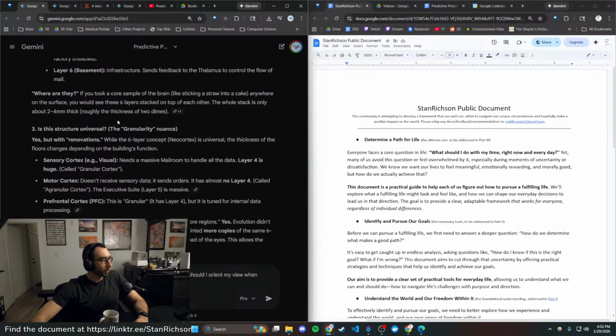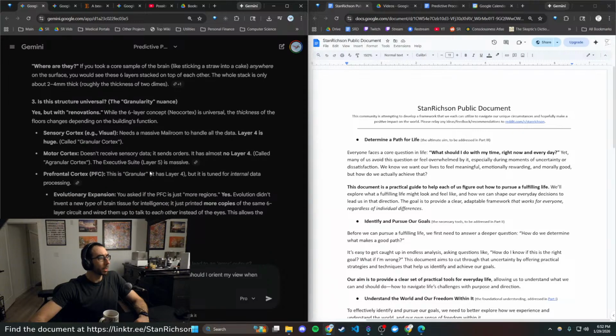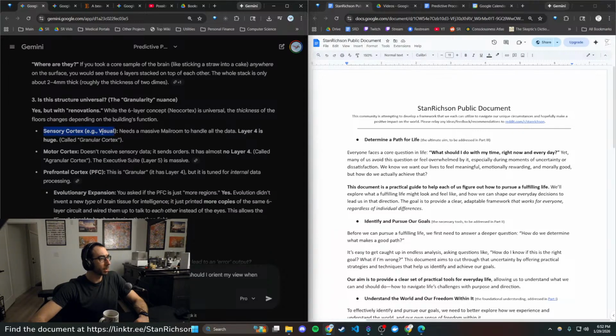Is the structure universal? The granularity nuance, yes, but with renovations. While the 6-layer concept of the neocortex is universal, the thickness of the floors changes depending on the building's function. Okay, so for the visual or sensory cortex, for example, vision needs a massive mailroom to handle all the data. Layer 4 is huge. The granular cortex. The motor cortex doesn't receive sensory data. It sends orders. It has almost no layer 4. The executive suite is massive.